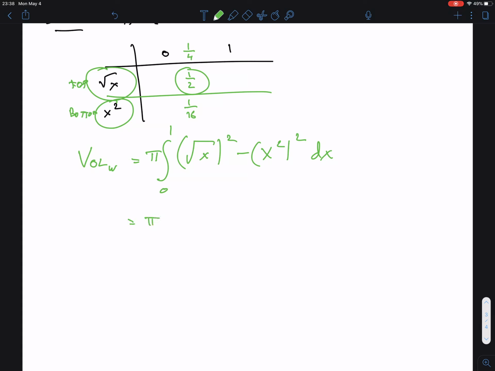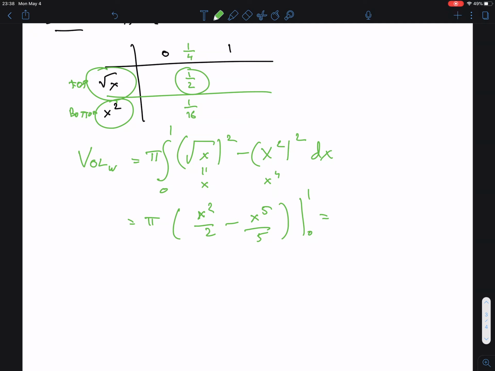So it is pi, and then we have, well, this is just x, and this is just x to the fourth, right? So we have to integrate this. The antiderivative of x is x squared over 2, and the antiderivative of x to the fourth is x to the fifth over 5, and that is between 0 and 1.